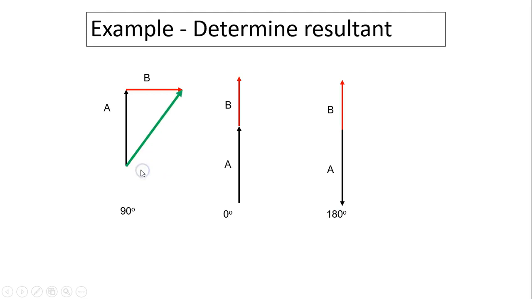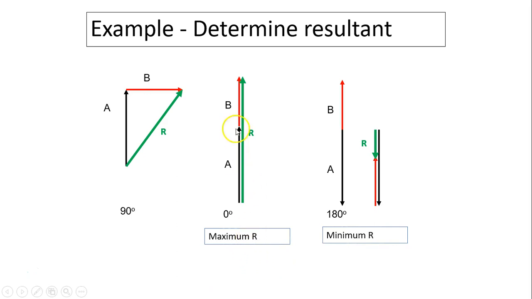For the first one, the resultant is from beginning to end, so that's tip to tail. For the second one, it's the same way, from the beginning to the end. For the third one, again, it's from the beginning to the end, but the second vector has to start from the tip of the first vector. So the resultant is from the beginning to the end.